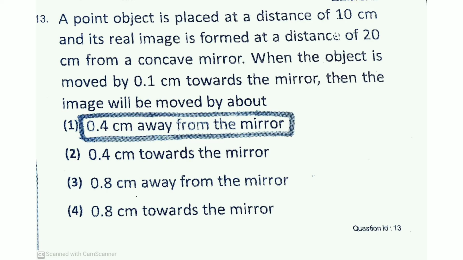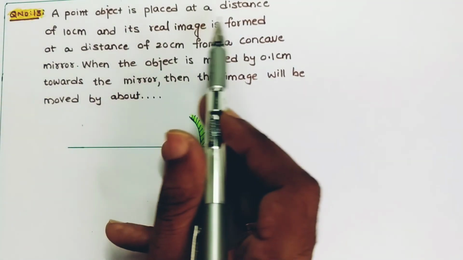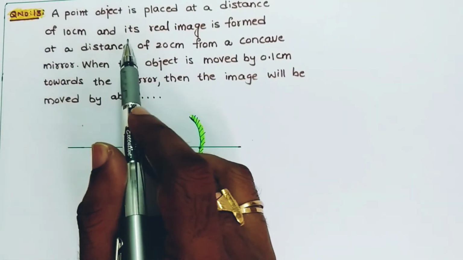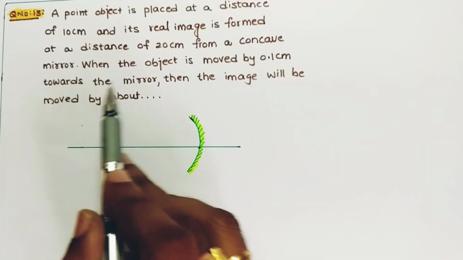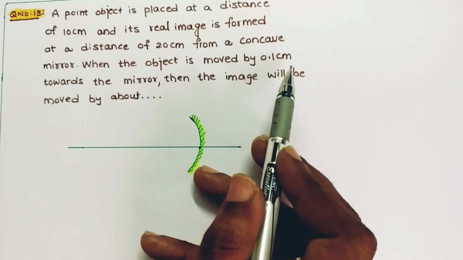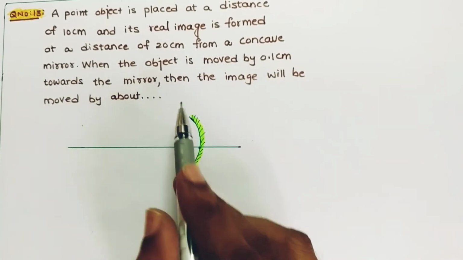Coming to the last question of the physics paper, in this problem it is given that a point object is placed at a distance of 10 cm and its real image is formed at a distance of 20 cm from a concave mirror. When the object is moved by 0.1 cm towards the mirror, the image will be moved by about how much?